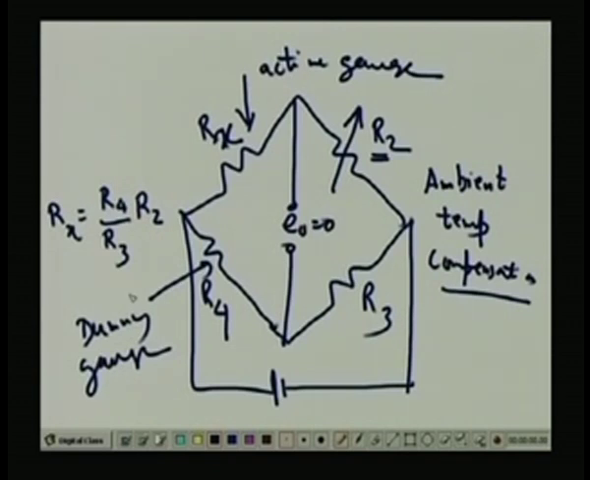We will find later that we will use 4 gauges simultaneously, all are active gauges, to increase the value of the unbalanced voltage, because sometimes I need large unbalanced voltage. So, I can do it.